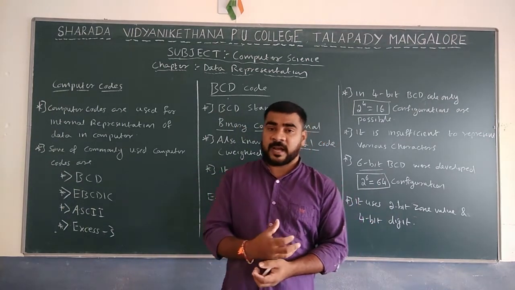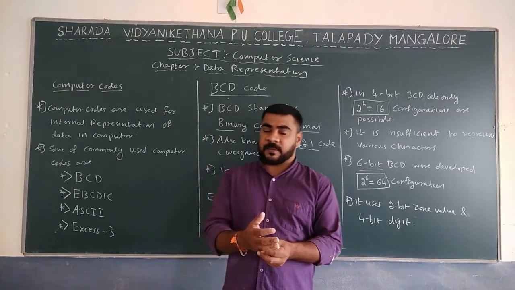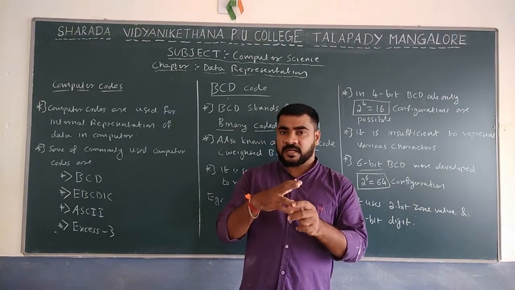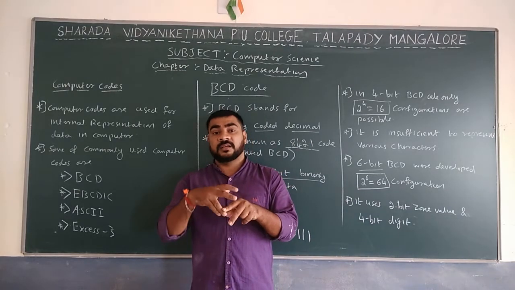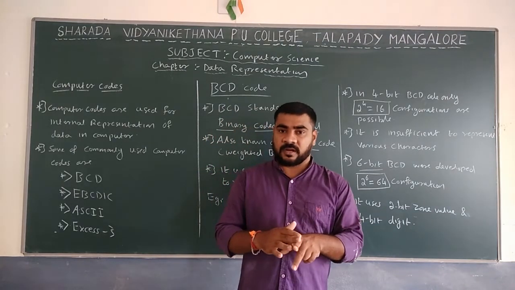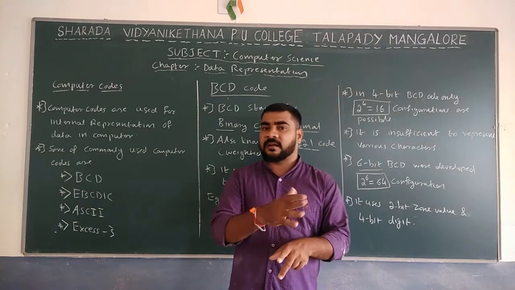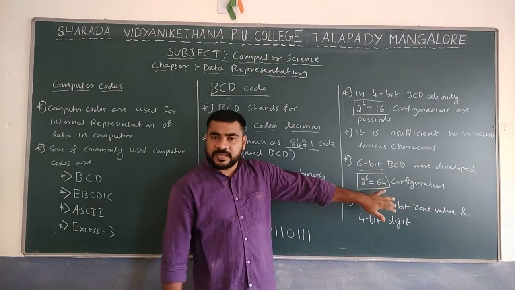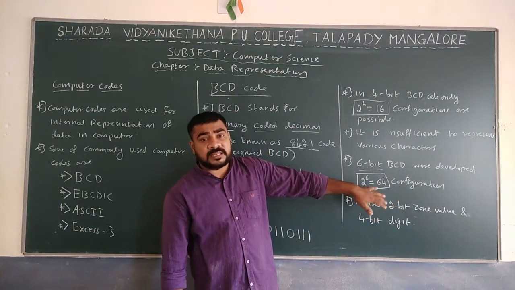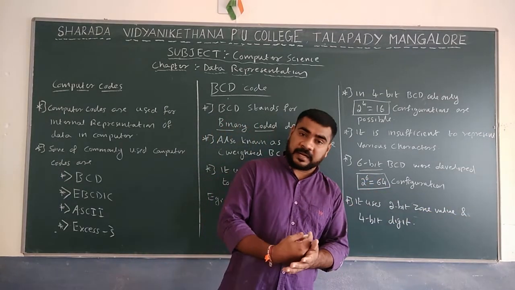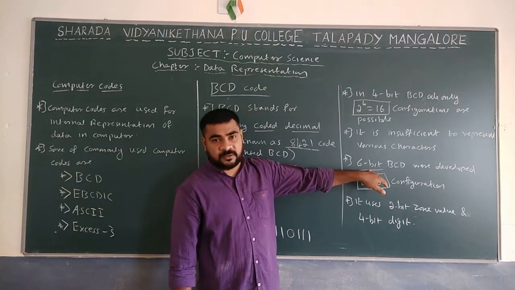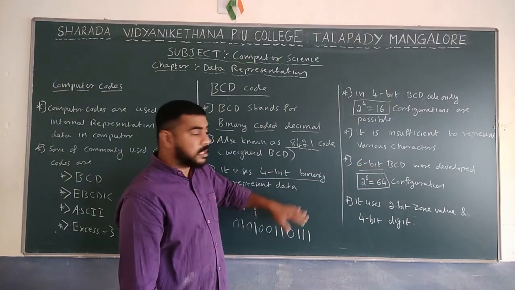64 characters are enough, because there are 26 capital letters and 26 small letters in English. Then the remaining 12 codes are for numbers, including the 10 digits. So it is almost enough. I can't say it's fully enough, but it is almost enough to represent the different types of characters. So they developed the 6-bit coding.